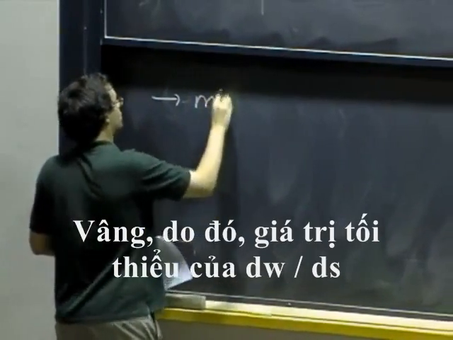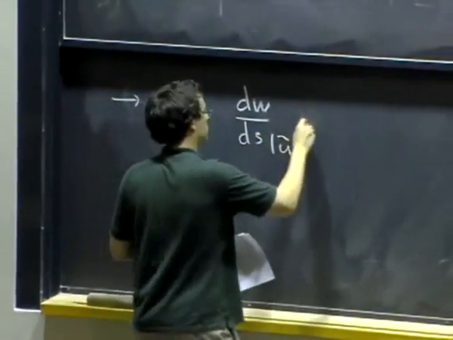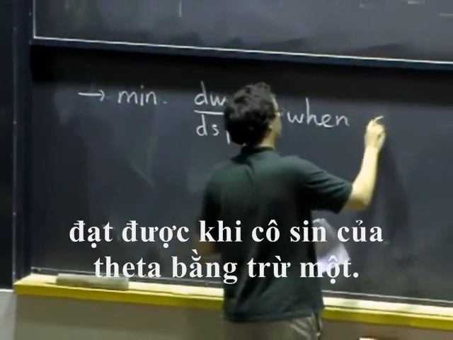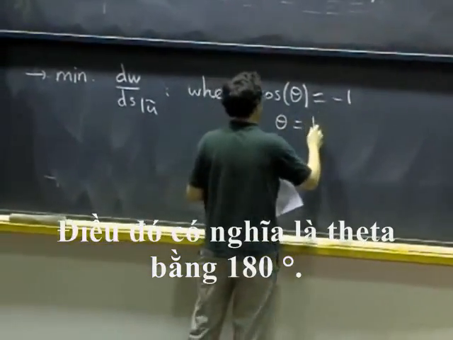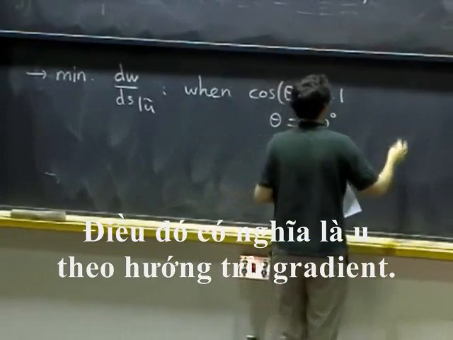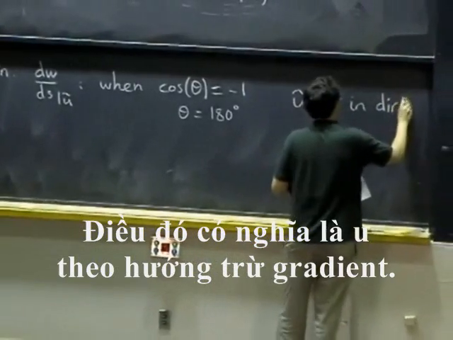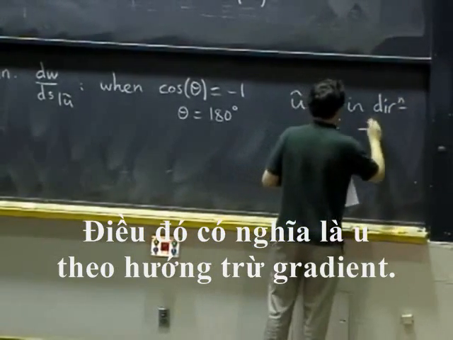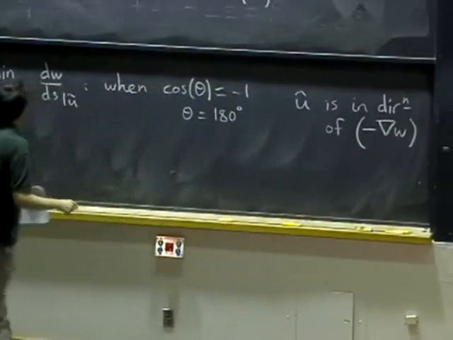So the minimal value of dw/ds is achieved when cosine of theta is -1. That means theta equals 180 degrees. That means u is in the direction of minus the gradient. It points opposite to the gradient.